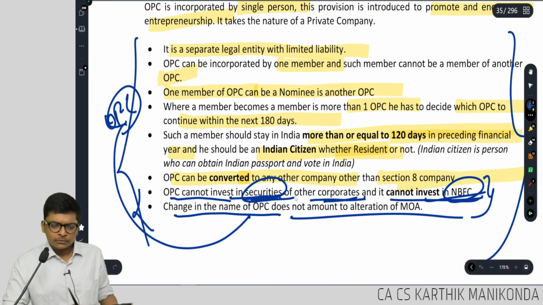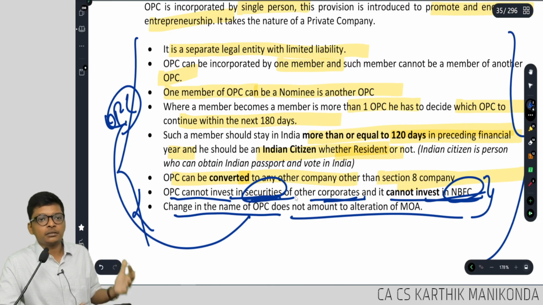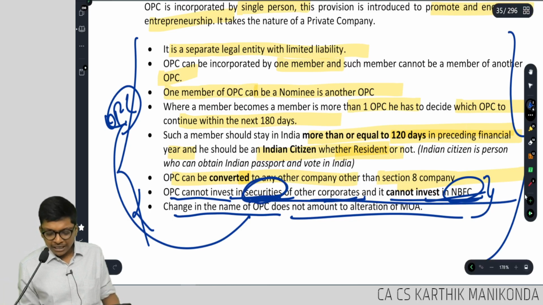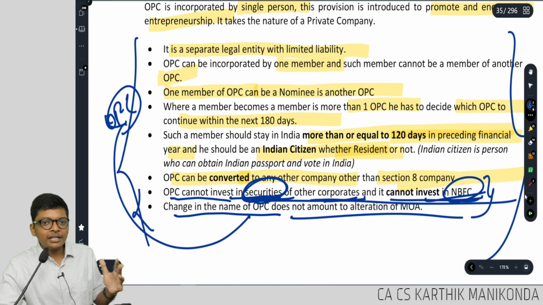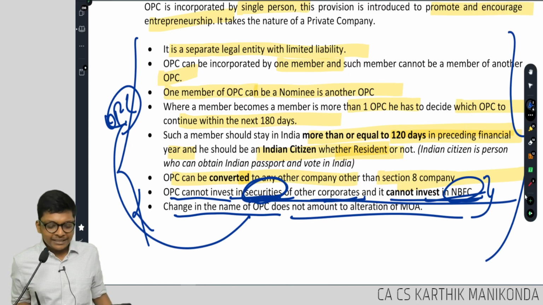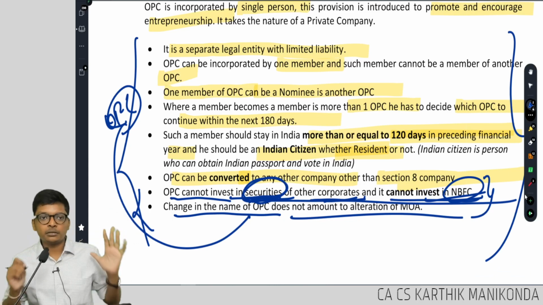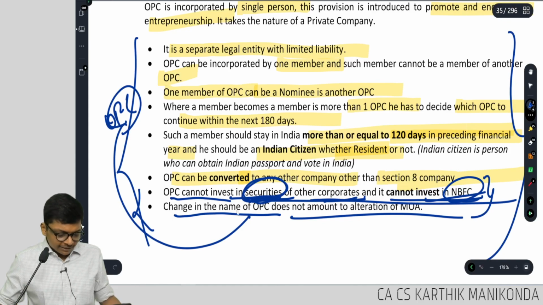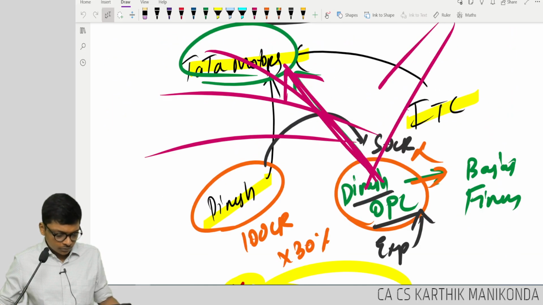That's the reason. I can challenge you, go search anywhere, Google it, ChatGPT it, go search on YouTube, find out the logic why you can't invest in securities. Very rarely you will find. Not only this, there are so many logics we are discussing. But for the exam, what do you need? These points. That's it. Following, guys? Okay. Yes? Doubt?